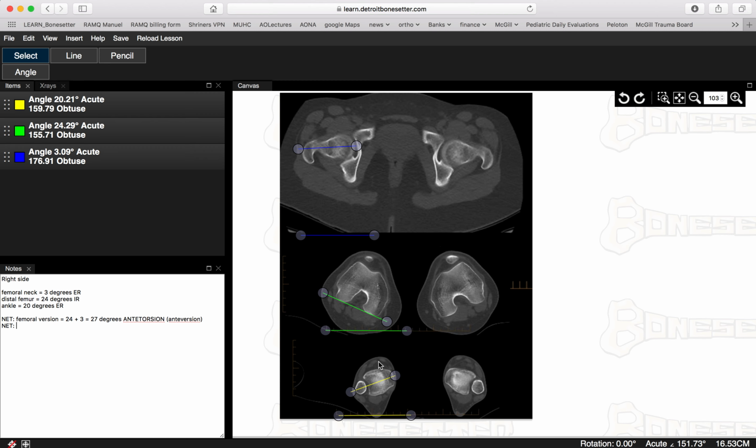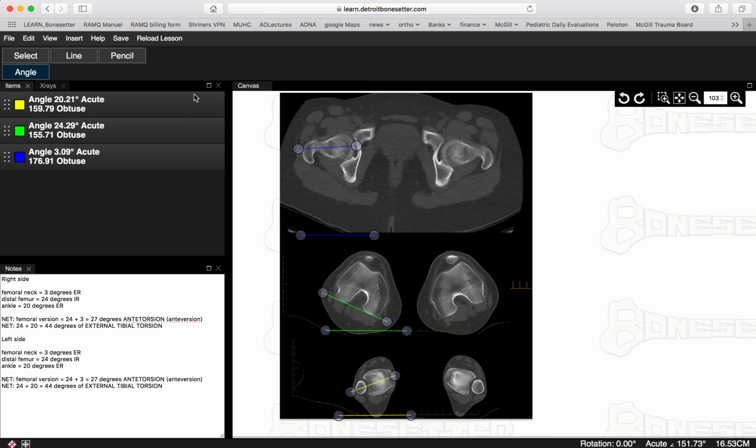For the tibia, again, we're going to have to externally rotate this to make them flat, 24 degrees. This is already externally rotated, so it's going to be 24 plus 20, so it's going to be 44 degrees of external tibial torsion. Okay, and then I'll just copy these just so I don't have to write as much, and we'll do the left side.